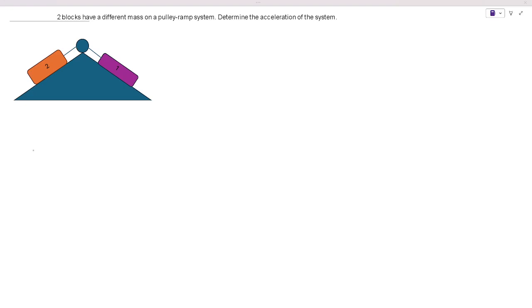Hey guys, today we're going to be solving a very basic forces problem involving blocks on a ramp. Two blocks have different masses on a pulley ramp system. Determine the acceleration of the system.